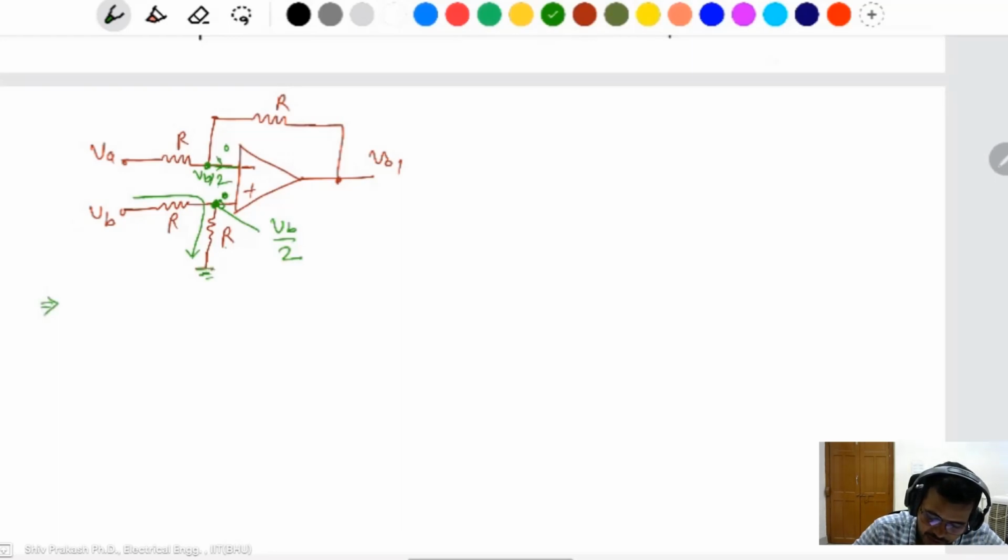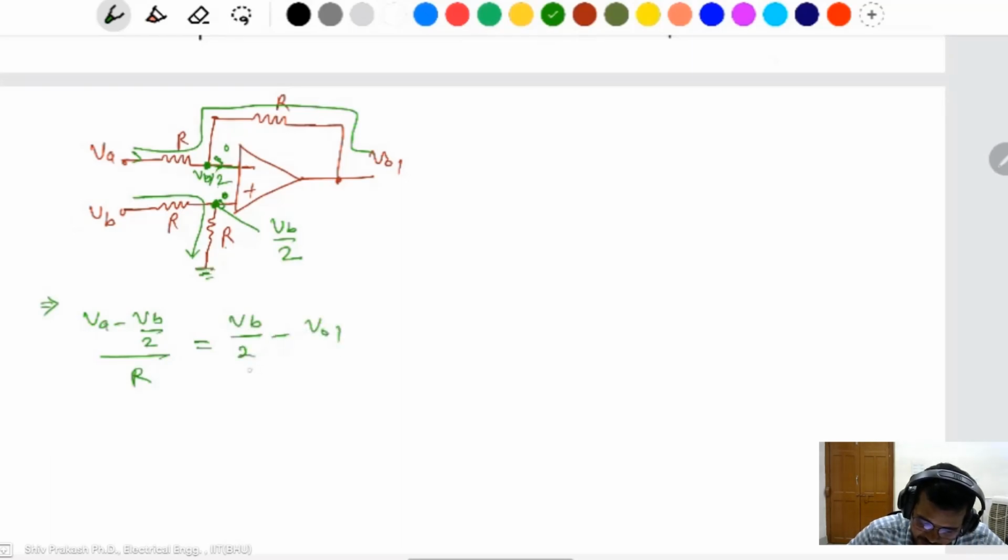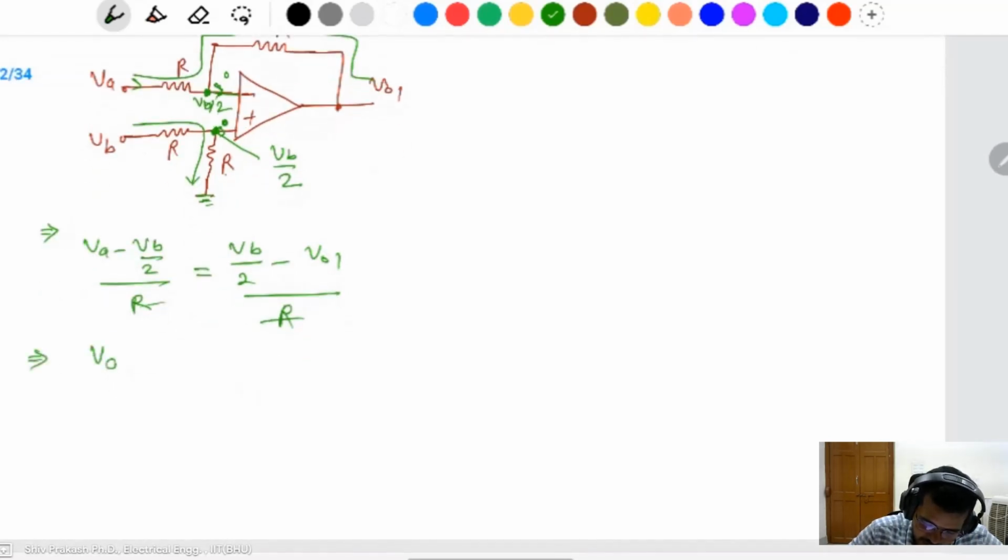Then what is the current? This current is 0 on the input side, so this current is the same as the one flowing through there. Then you can find by KCL at this node, (VA minus VB by 2) divided by R is equal to the same as this current, (VB by 2 minus V naught 1) divided by R. The R cancels out, so VA minus VB by 2 is equal to VB by 2 minus V naught 1.